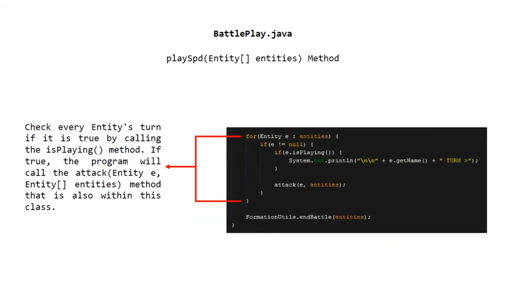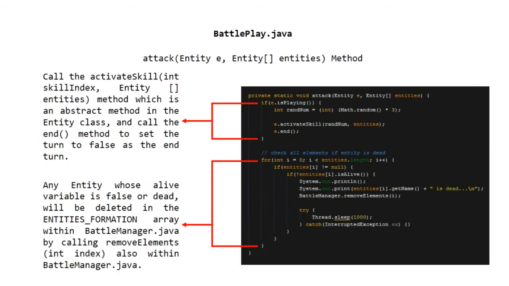Check every entity's turn if it is true by calling the isPlaying method. If true, the program will call the attack method that is also within this class. Call the activate skill method, which is an abstract method in the entity class, and call the end method to set the turn to false as the end turn. Any entity whose alive variable is false, or dead, will be deleted in the entity's formation array within BattleManager.java by calling removeElements method, also within BattleManager.java.